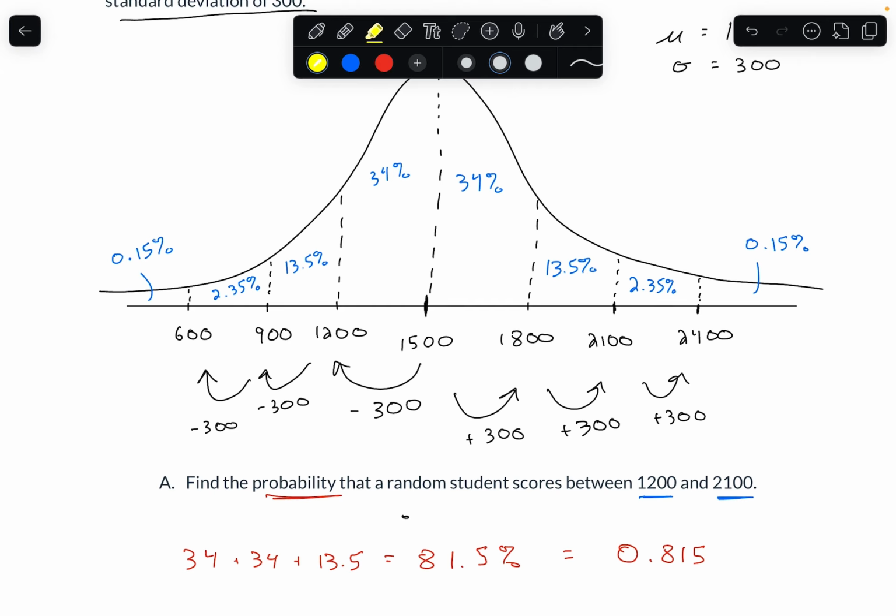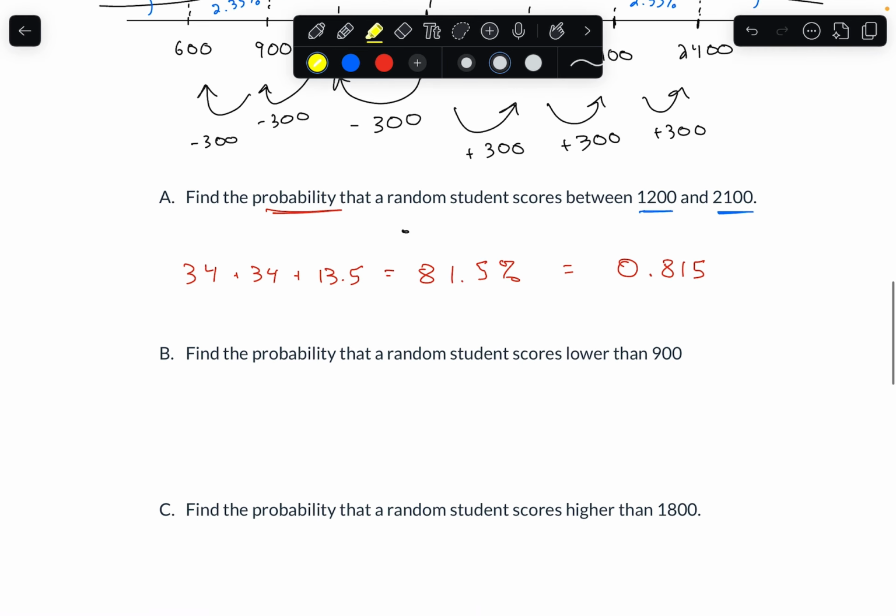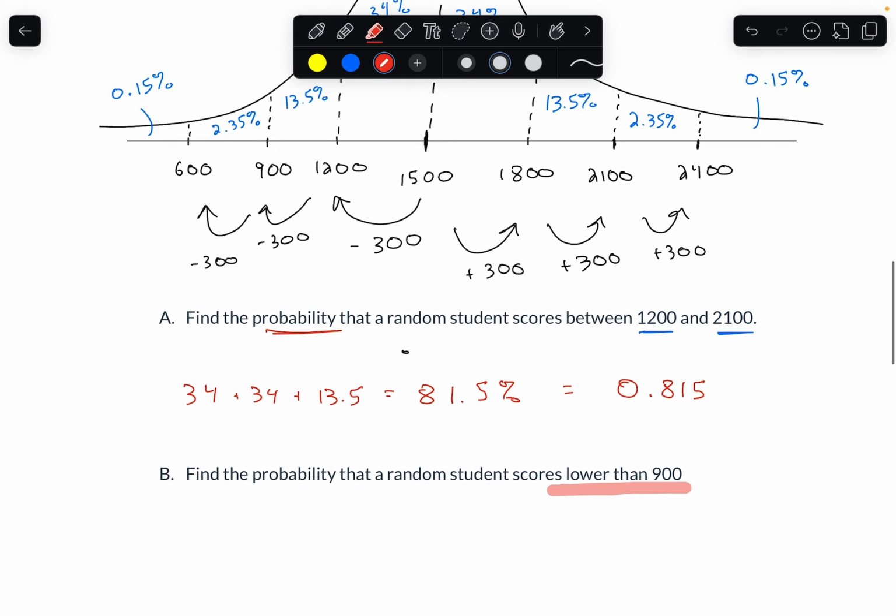So let's look at part B. Part B says, find the probability that a random student scores lower than 900. So in this case, we only have one number to deal with. We're thinking about lower than 900 right here. So I want to think about what part of my curve I am talking about.